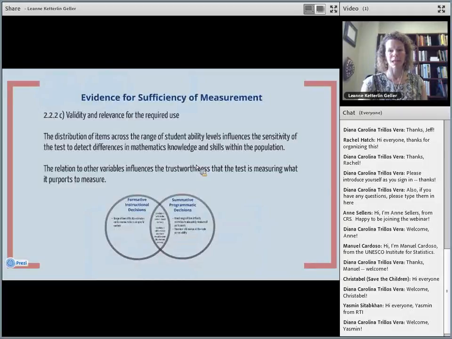So when we look at formative instructional decisions, we want a range of item ability estimates to be narrow, to focus in on specific content. And this is an example. This is a Wright map, and this is an output from the Rasch model. And anyone who's interested in talking about these results in more detail, I'm happy to talk about that.